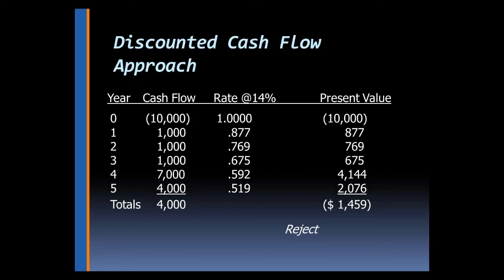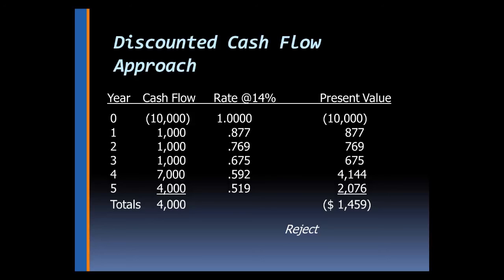So now we want to calculate the present value of those cash inflows and outflows to see if we're getting a true 14% return. So we multiply the cash flow by the rate. So $10,000 times 1 is $10,000. We have it in our hand. $1,000 times 0.877 is $877.